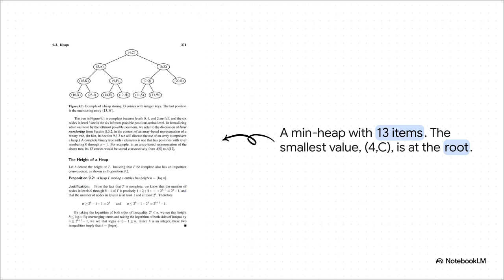And here's what that looks like in the flesh. See that number at the very top, the 4? That's our most important item, right at the root where we can find it instantly. And notice the shape. Every level is packed, filled in from left to right, no holes. That's our two rules working together perfectly.